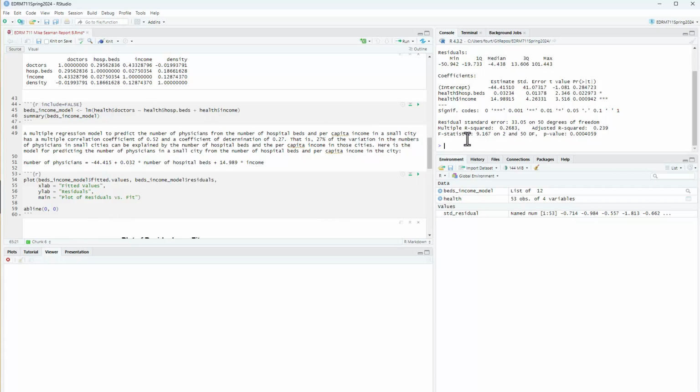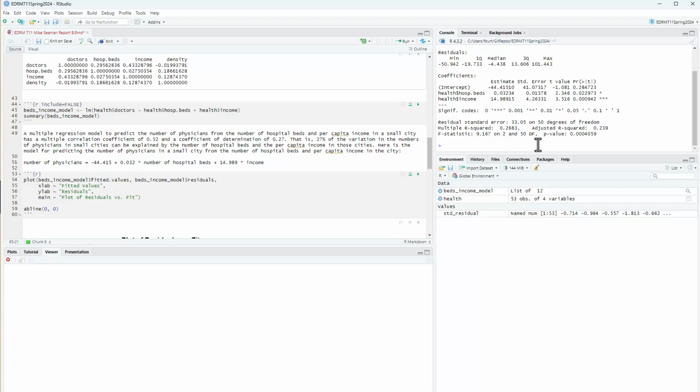in where we looked at the summary for our beds income model. Here's what we have. We have an F statistic here that is 9.167. And if you watch my video on mean squares and F statistics, you'll see that we have a numerator degrees of freedom and a denominator degrees of freedom for the F statistic. Remember that the F statistic is a ratio of two mean squares, each of which has a degrees of freedom. So there's a degrees of freedom in the numerator and a degrees of freedom in the denominator.